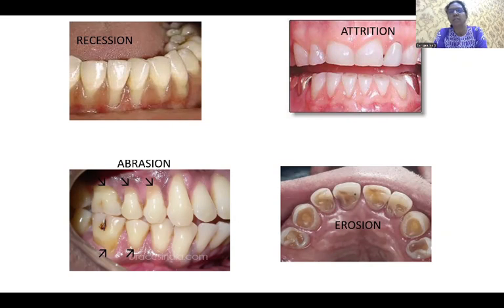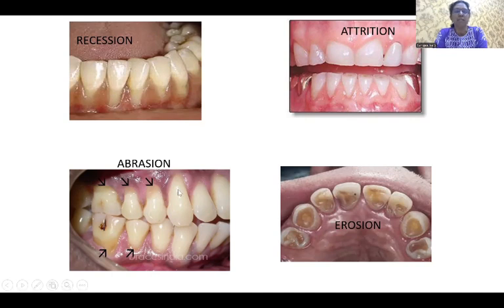The second condition is attrition. If you look at the lower incisors, the incisal edges are worn. Enamel is worn out, leading to the exposure of the dentin. This particular condition is caused by occlusal overloading, and it is also due to parafunctional habits like bruxism.